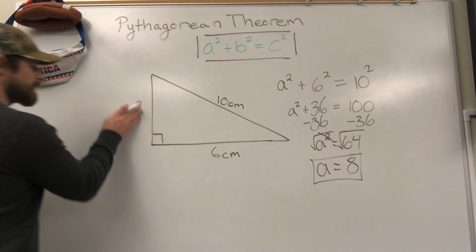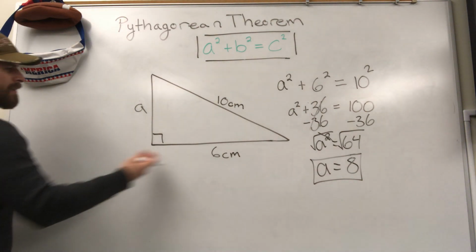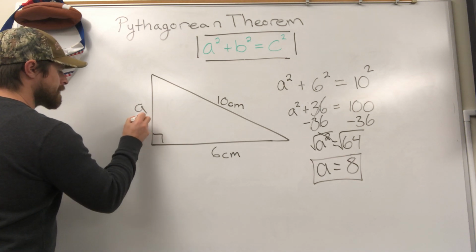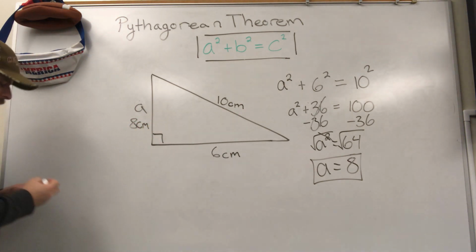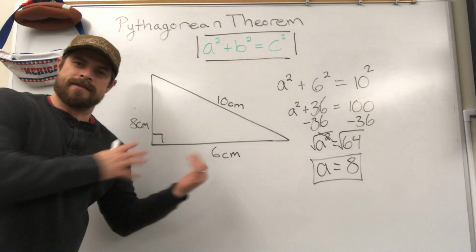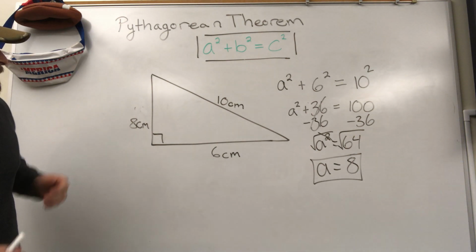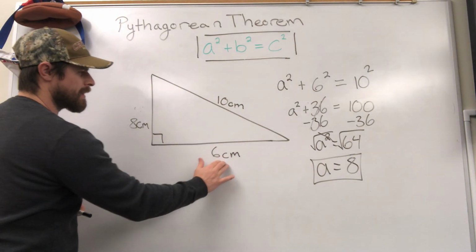You can go over here. This was representing my side A, which I now know is 8 centimeters long. My apologies, not to scale. But yes, this is how you would do it, finding a missing leg when given a hypotenuse and a leg.